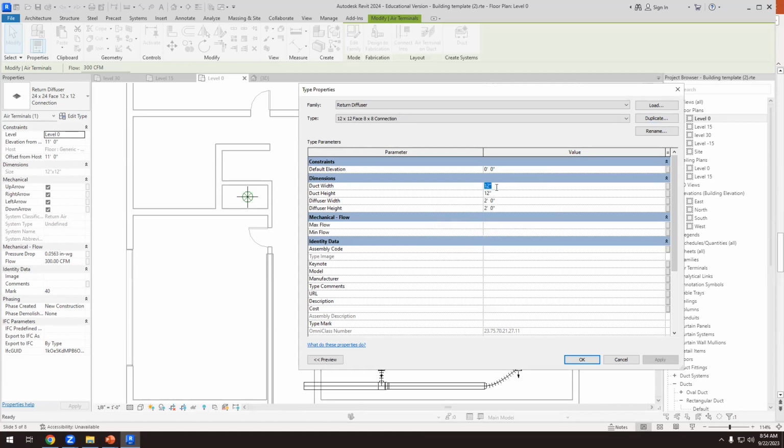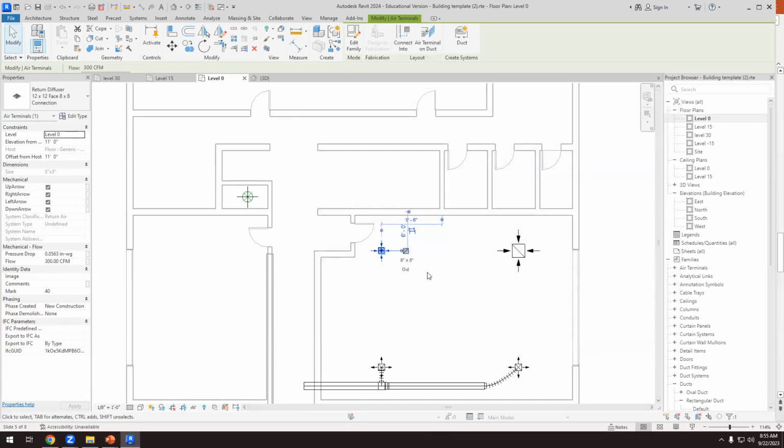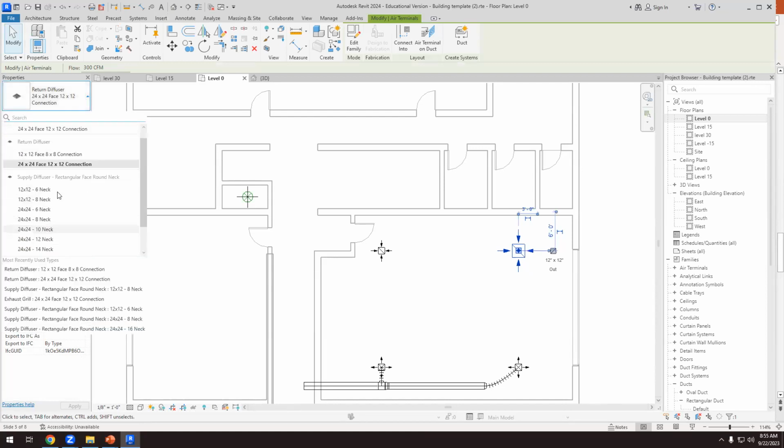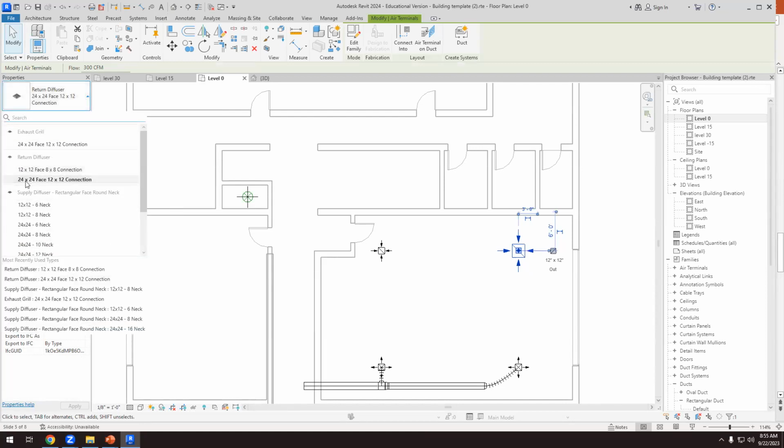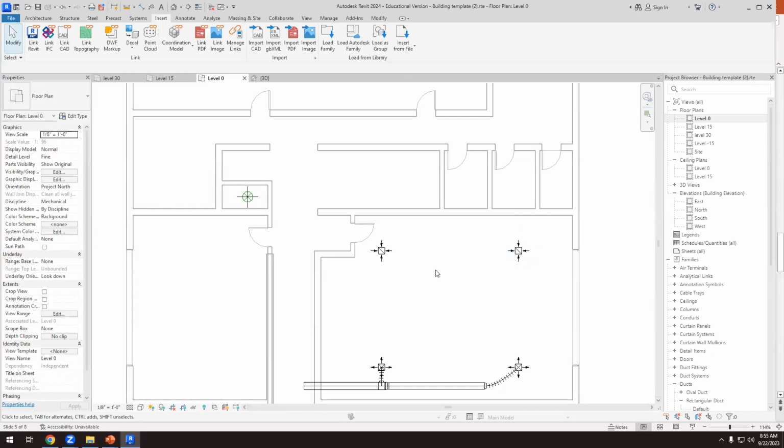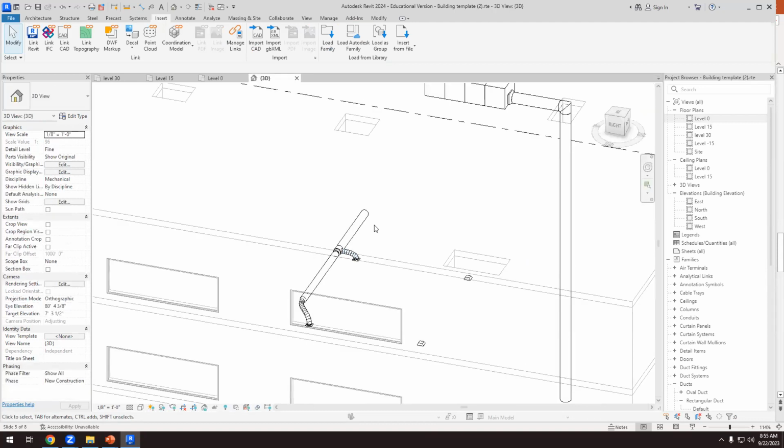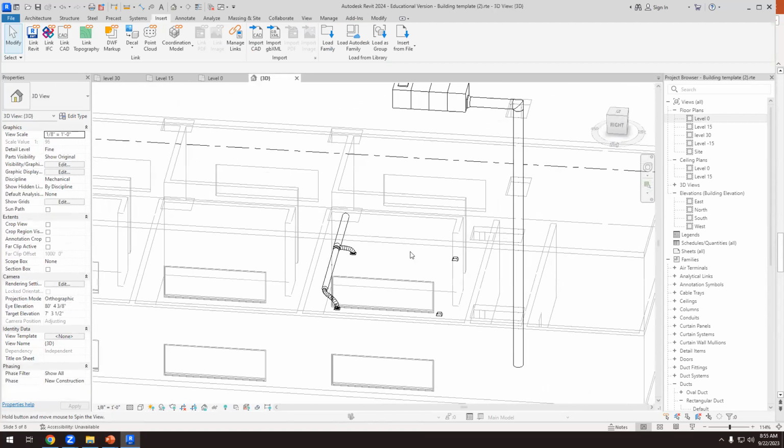And now I can change that. The duct width is 8, 8. The diffuser width is 1 and 1. Apply and OK. And now if I select this one and I click here, I should have 2 diffusers. I have the 24 by 24 and the 12 by 12. That makes more sense. What's next? Have we checked the elevation? Yes, we checked the elevation.